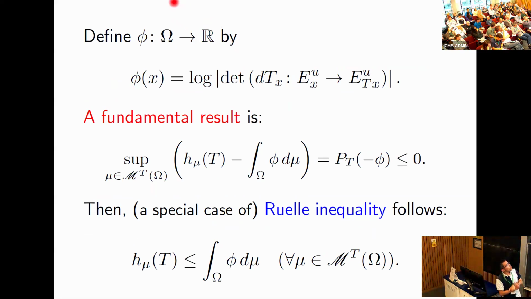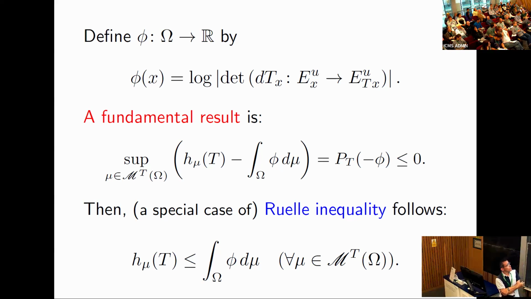We define a potential function phi on this space by this formula. This is the logarithm of the Jacobian in the unstable direction. So we want to measure how the volume is stretched in the unstable direction.